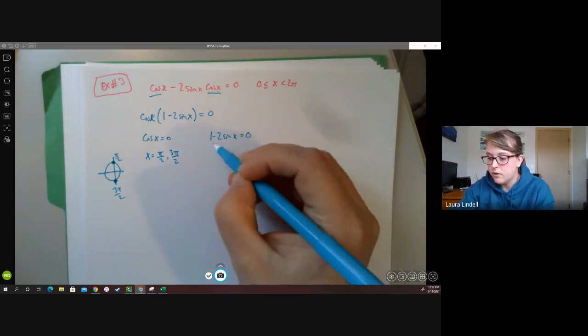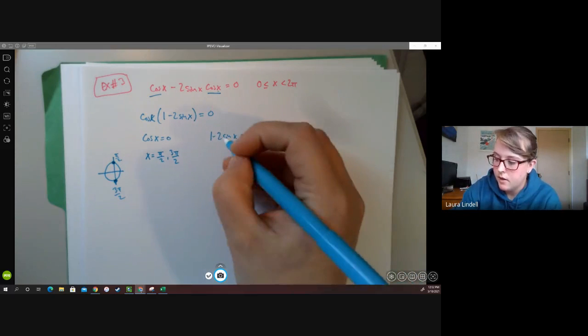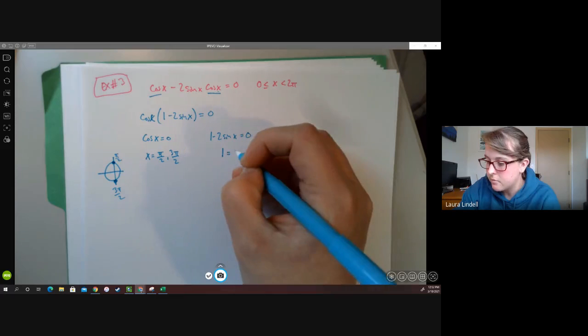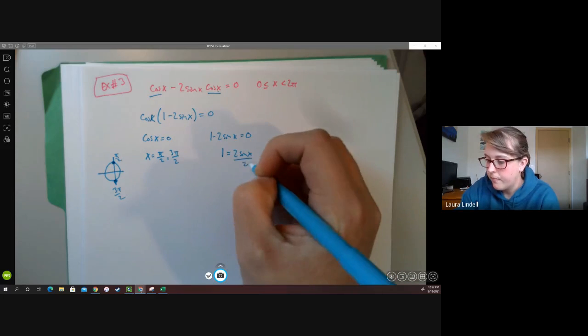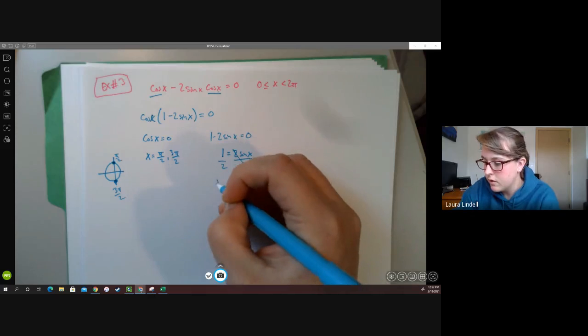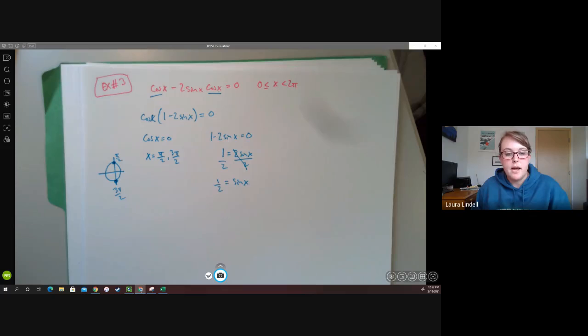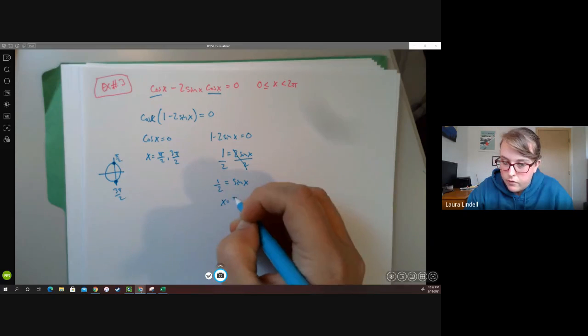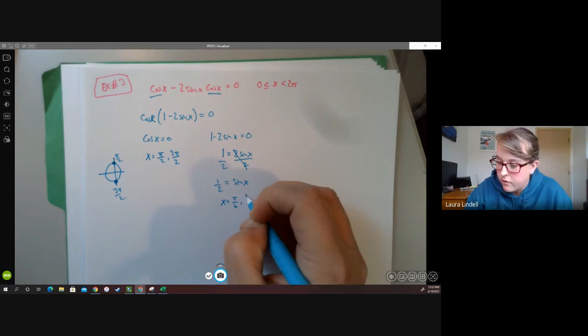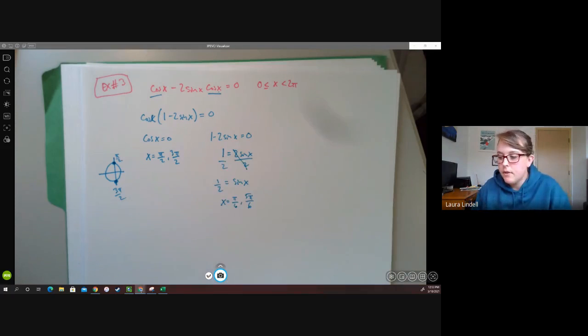And now we want to also solve this one. So I might add 2 sine x to both sides. And then divide both sides by 2 to get 1/2 equals sine of x. And then we're back to that first example, actually, where we set sine of x equal to 1/2. And we came up with two solutions there. We had pi over 6 and 5 pi over 6.